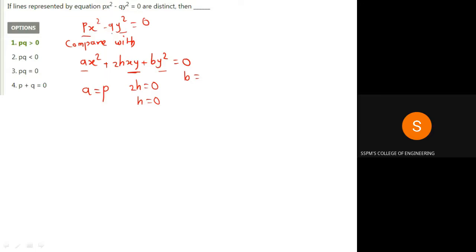What is the coefficient of y? It is minus q. So, b is equal to minus q. So, what is given? The lines are real and distinct. It is given.